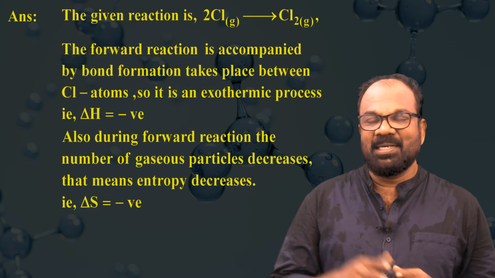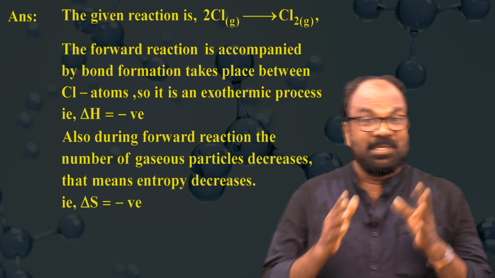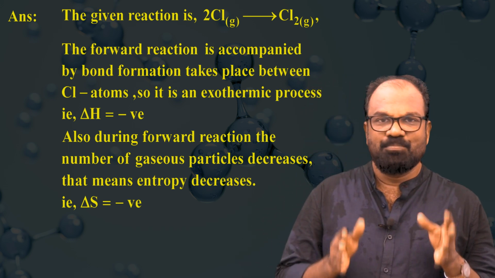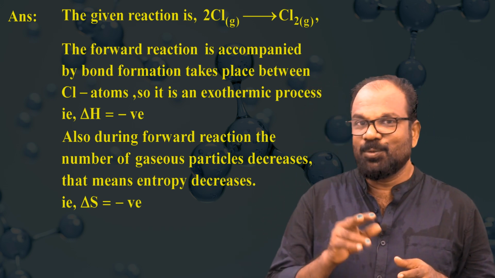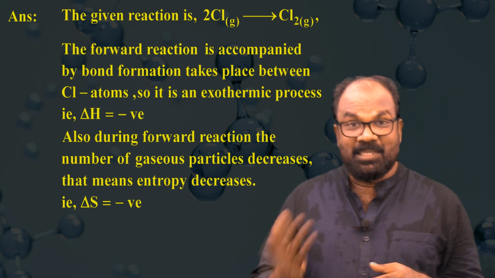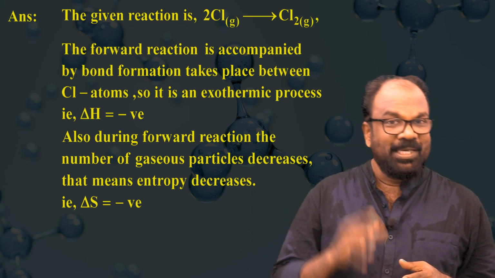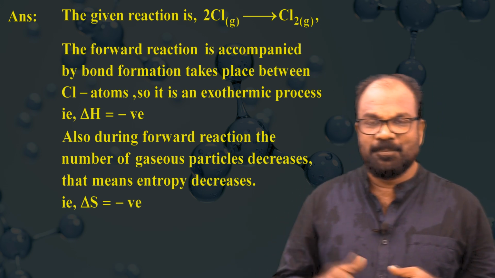See, here the given reaction is 2Cl gas gives Cl2 gas. That means the forward reaction is accompanied by bond formation between two chlorine atoms. We know during bond formation energy will be released, so the forward reaction is an exothermic process. So here the delta H is negative.